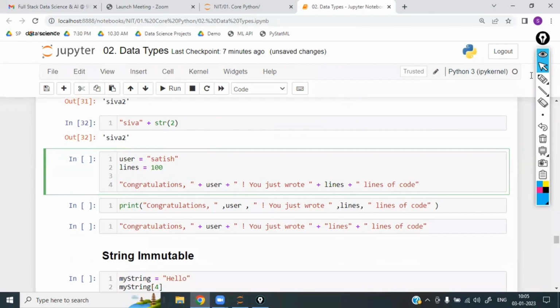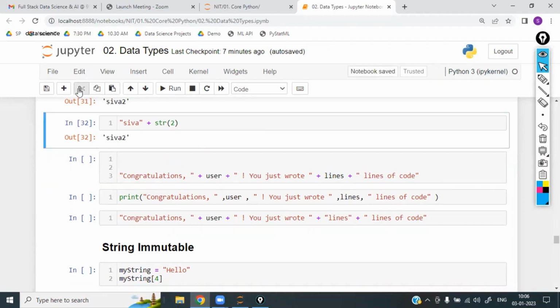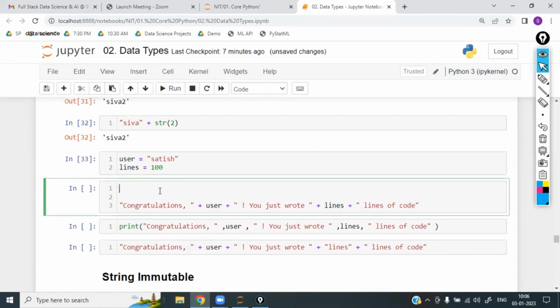User is equal to Satish, lines is equal to 100. Okay, these are the two variables. I'm writing these two variables separately.